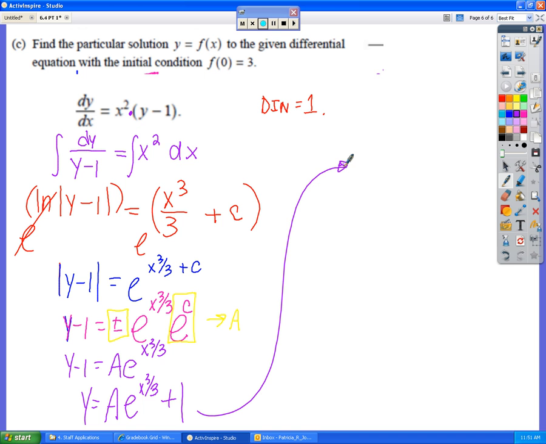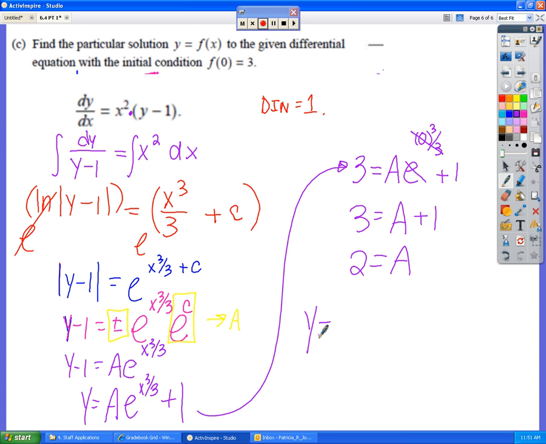And then the initial condition goes in. The y value is 3. The x value is 0. So 3 is equal to a times e to the 0, which is 1, so I actually get a plus 1. Therefore, a is equal to 2, and the actual function would then be 2e to the x cubed over 3 plus 1. And there we go.